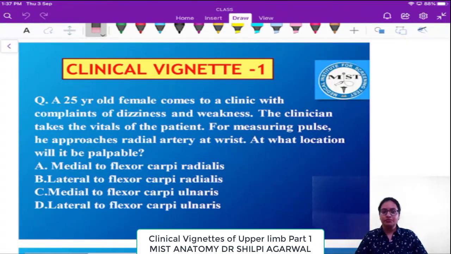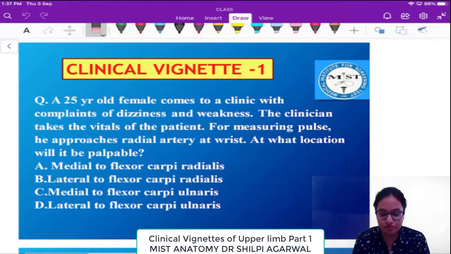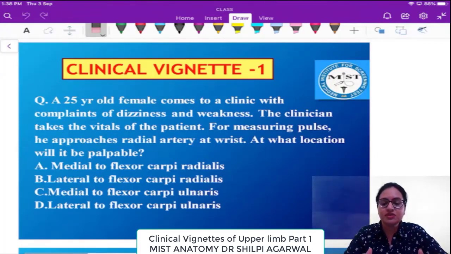Now what will be the answer? What can be the answer for this question? The answer for this question is lateral to the flexor carpi radialis. Now let us see how it is. This question is basically based on the peripheral palpable pulses in the upper limb. We will be talking about all the palpable pulses which are present in the upper limb.